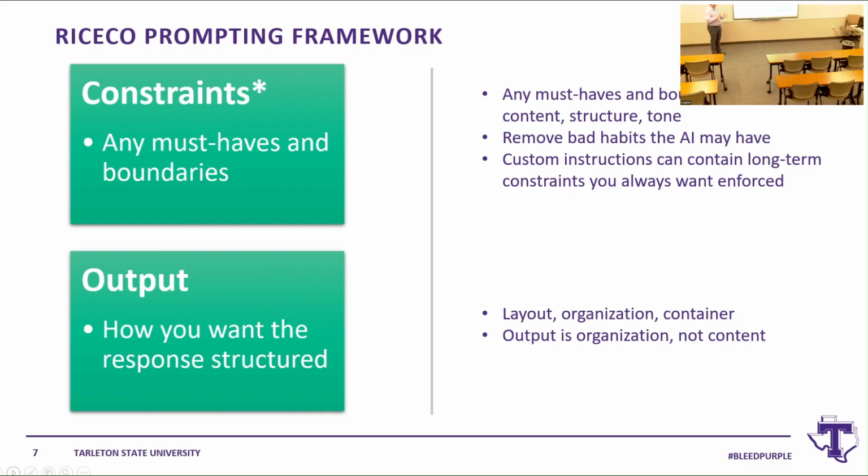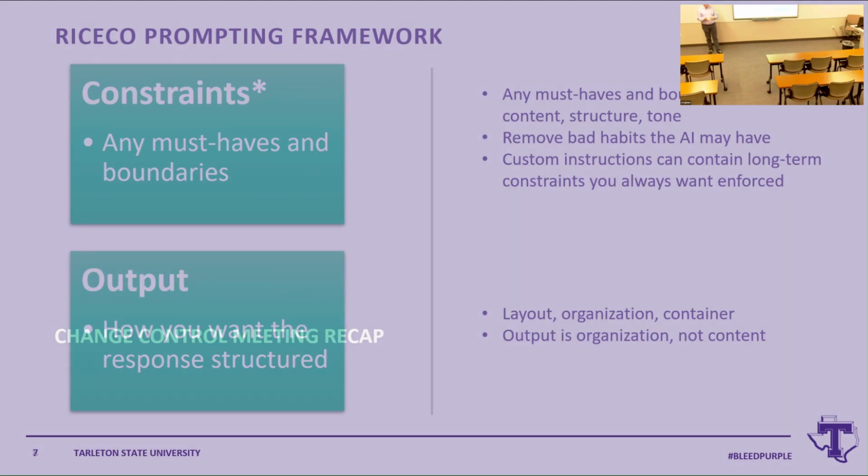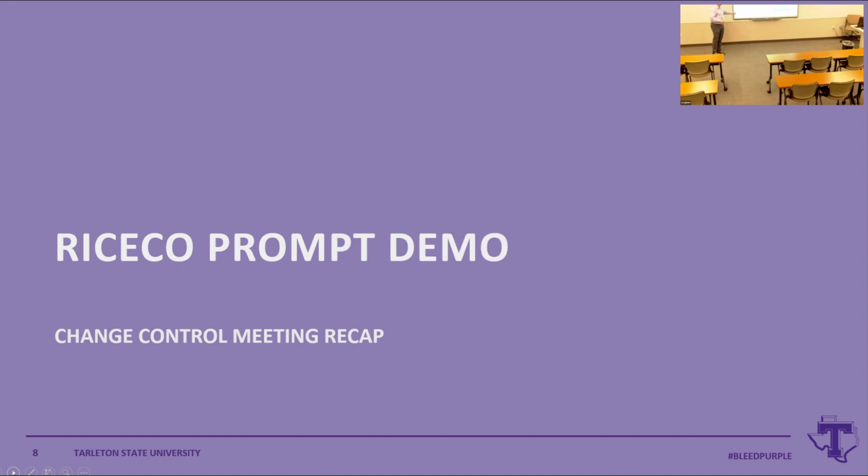Output is layout, organization, container. What we mean by container is like, well, is this going to be in a text file? Is it going to be in a Word file? Am I doing slides? That type of item. So we're not worrying about what the content is. We're just worried about kind of how it's structured and outlined. Do you want bullet points? Do you want paragraphs? That kind of thing.